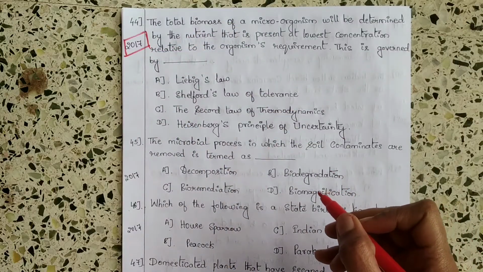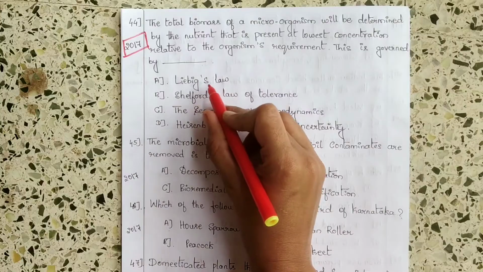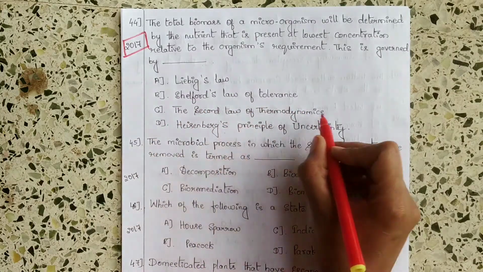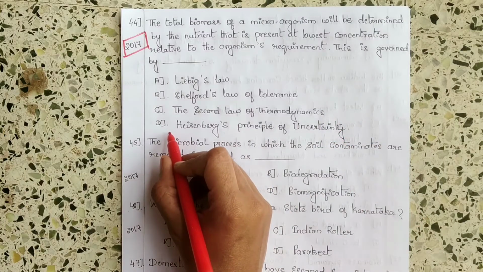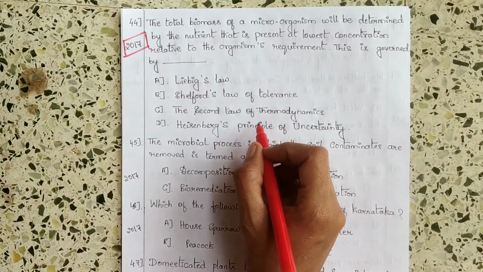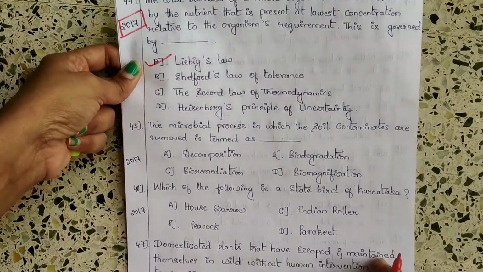So the options are like this. Option A, Liebig's law. Option B, Shelford's law of tolerance. Option C, the second law of thermodynamics. Option D, Heisenberg principle of uncertainty. The correct answer for this is option A. Okay, let us move on to the next question.